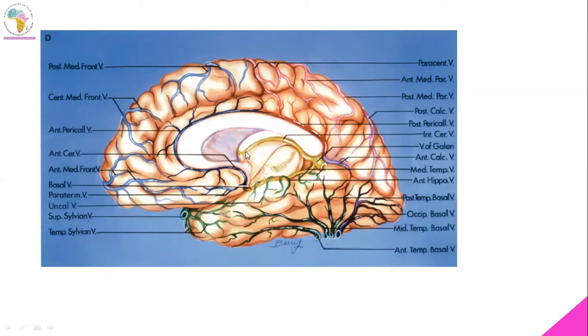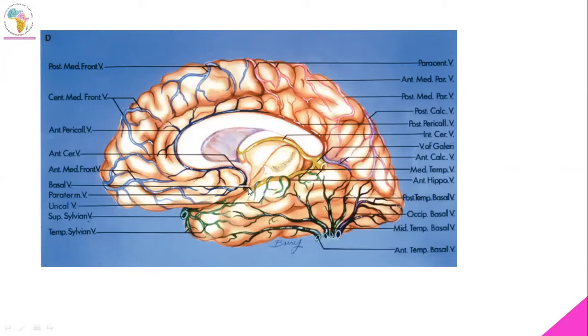Mainly, we can see here that this is the foramen of Monro. We have a vein that runs inside, on the roof of the third ventricle. We call it the internal cerebral vein. This vein drains the ventricular system and the deep white and gray matter.